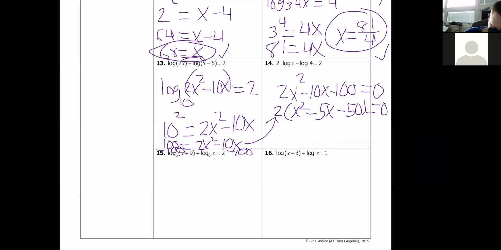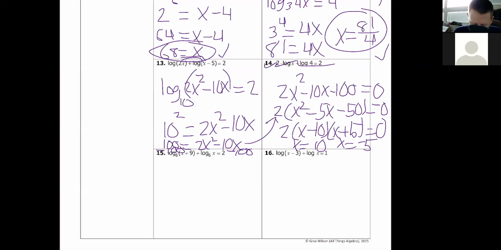And you just want to see, does this factor out nicely? Because if not, worst case, you'd have to do the quadratic formula or something like that. But I think this factors out nicely. What multiplies to negative 50 and adds up to negative 5? Well, that would be minus 10 plus 5. So my two answers, sorry, I know I wrote way too big, I'm just going to cross out 14 for now because I'm not doing it. But you would get 10 and negative 5.